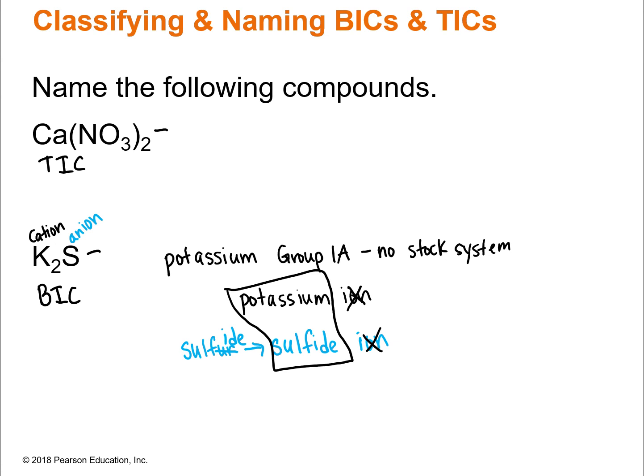Now let's do the ternary ionic compound. Calcium is going to be our cation. Is it a transition metal? No. So the way that we name that part is simply the calcium ion. So no stock system here.